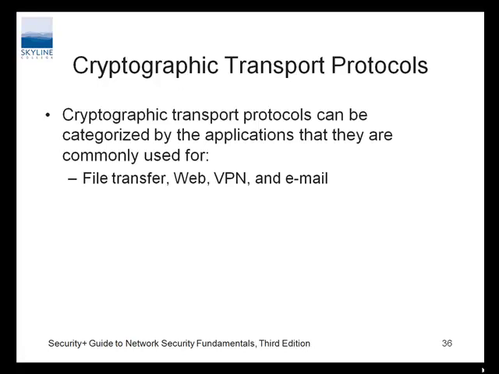Transport protocols, file transfer, web, VPN, and email can be categorized for the applications that they're using. These are the things that we typically are going to encrypt. Email, why would we want to encrypt email? So that everybody can't read it. Email is basically just a text document. Anybody can get to it, can read it unless you encrypt it.